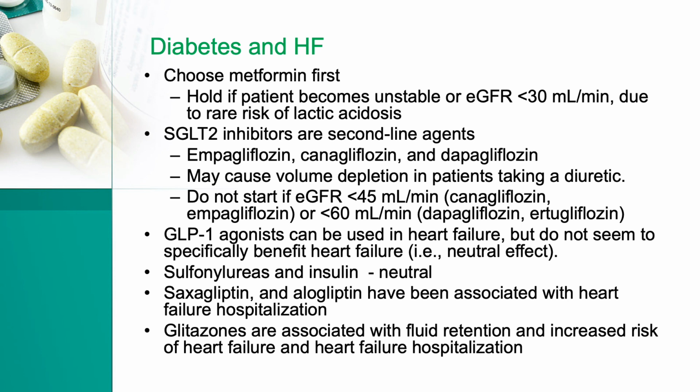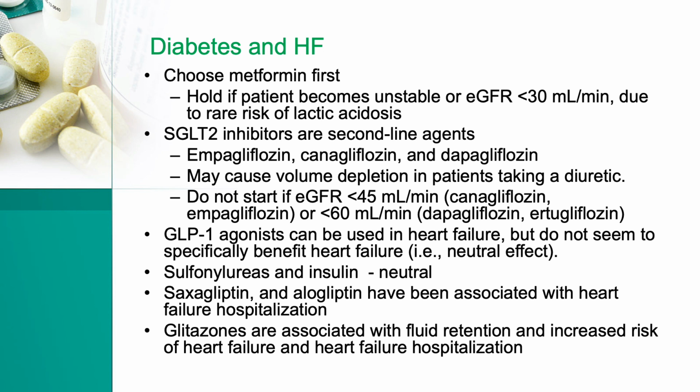SGLT2 inhibitors are second-line agents. So empagliflozin, canagliflozin, and dapagliflozin have been shown to reduce heart failure hospitalization in patients with CV disease, and canagliflozin in patients with high cardiovascular risk. Be aware that the SGLT2 inhibitors may cause volume depletion in patients taking a diuretic. So do not start an SGLT2 inhibitor if the eGFR is less than 45, and that's for canagliflozin and empagliflozin, or less than 60 with dapagliflozin and ertugliflozin.